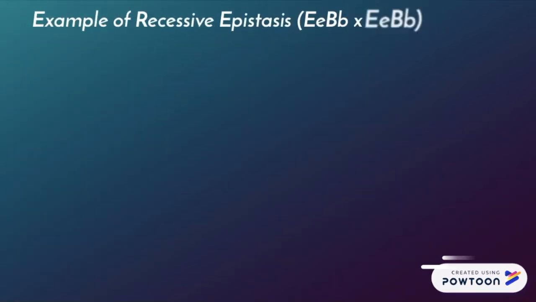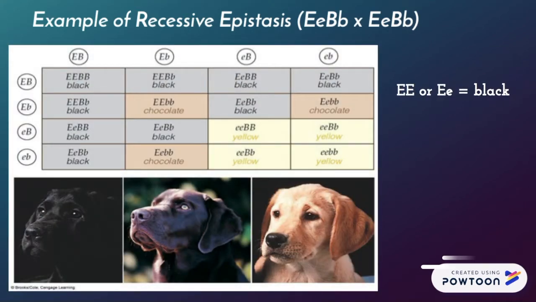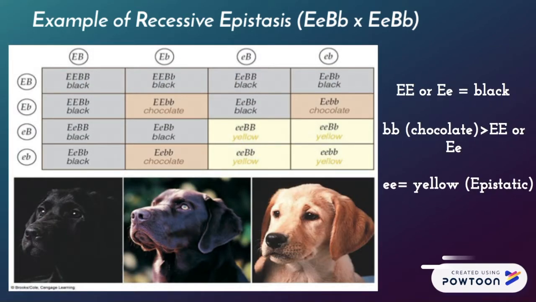Here is an example of recessive epistasis. There are three phenotypic colors: black, chocolate, and yellow, with the ratio of 9 to 3 to 4. Homozygous recessive, or the yellow gene, is the epistatic gene.